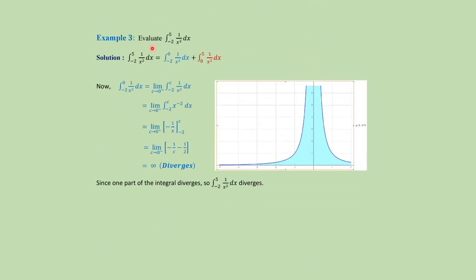For this example, the function 1/x squared is discontinuous at x equals 0. So we divide this interval negative 2 to 5 into two subintervals. One is from negative 2 to 0 and another one is from 0 to 5. Now if we evaluate this part, then we see that it diverges. Since one part diverges, the original integral also diverges, and we do not need to evaluate the other part. Thanks for watching.